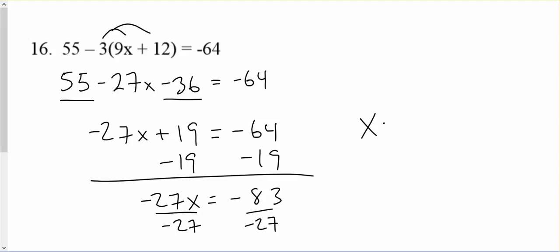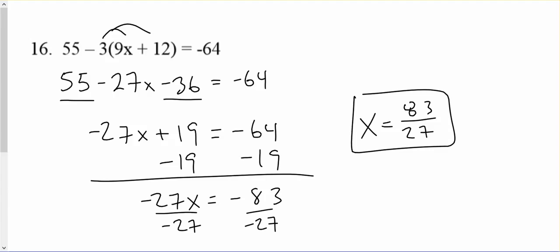So this is x equals, and two negatives make a positive, so let's leave that as 83 over 27. I think 83 is a prime number. So let's leave it at that. Let's make sure I didn't make a mistake here. 64, 55, and 36 makes 19. Right? Yeah. Adding those together, we get 83. Yeah, so that looks correct. Somebody might get some extra credit for seeing if I'm wrong there.